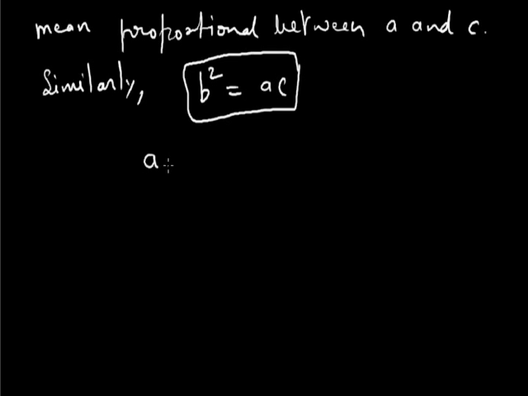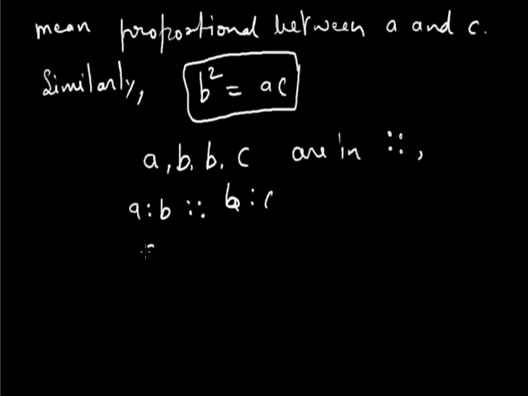This means a, b, c are in proportion. It means the ratio of a is to b is proportional to the ratio of b is to c, or fraction a by b is equal to fraction b by c. This is all about the concept of ratio and proportionality. Now we are going to see some examples.